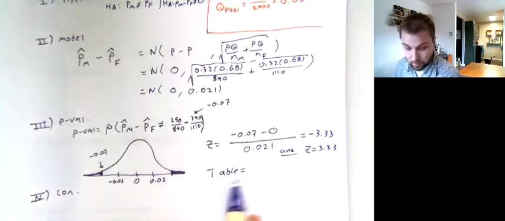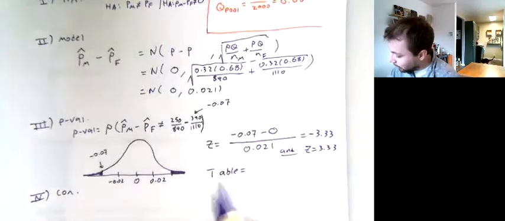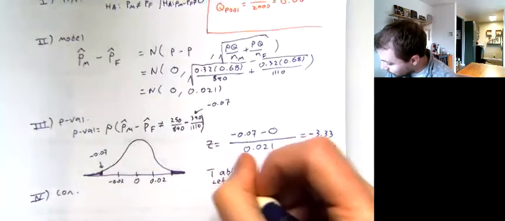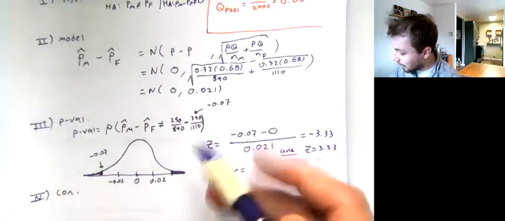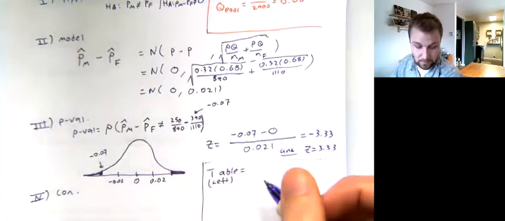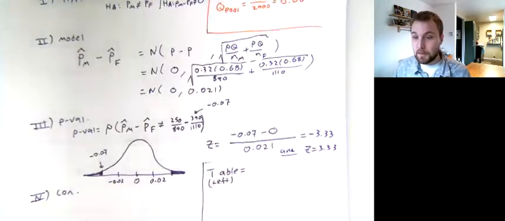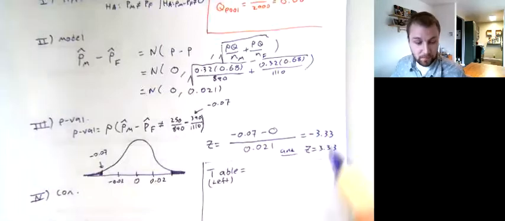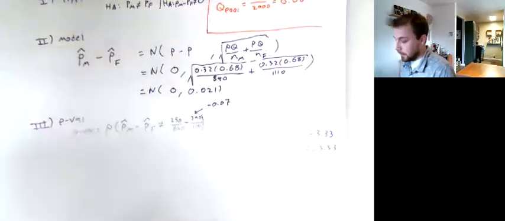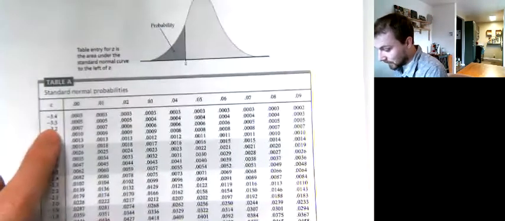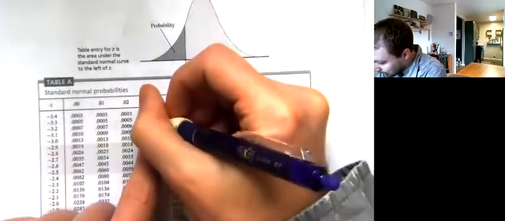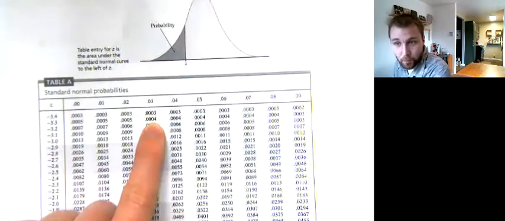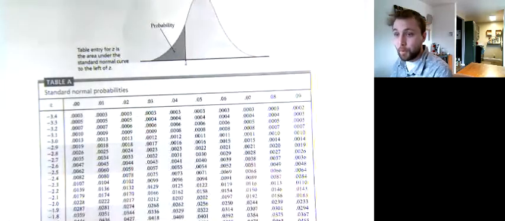So when I'm saying look up the table value, I'm always going to look up the table value for the left side. That's going to make it a lot easier when it comes time to find that p-value. So inside of my table, I go to negative 3.3. So I'm on the negative side. And I'm going to find where this meets the column for 3. And on mine, it happens right there at 0.0004.